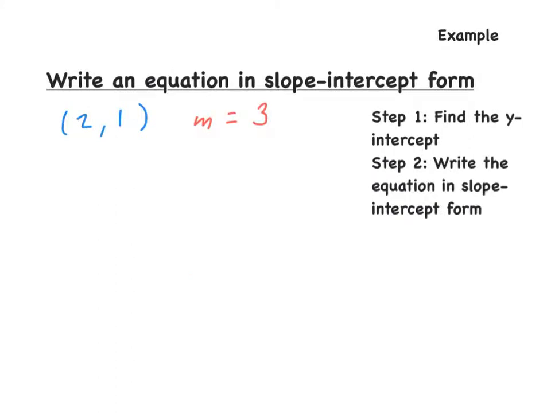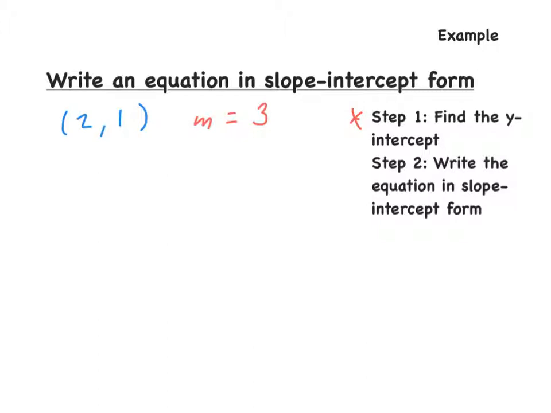So now we have an example. We need to write an equation in slope-intercept form. It looks like they've given us one of the points, (2, 1), and they've already given us the slope, m is equal to 3. So off to the side here, I have some important steps that we need to go through. Step 1, find the y-intercept.